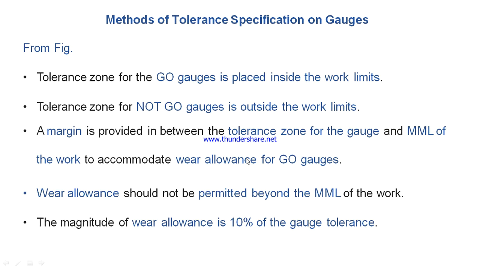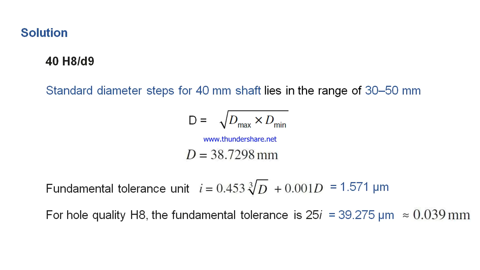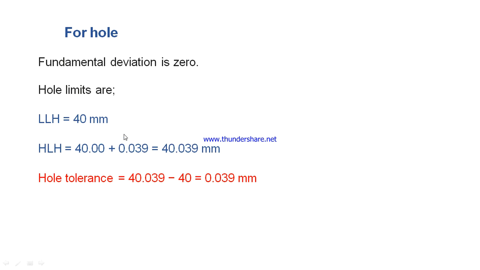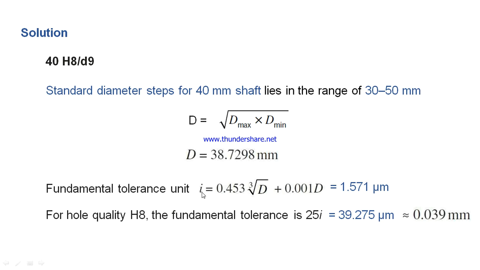So start from the problem. The solution is that the standard diameter step 40 mm lies in the range of 30 to 50 mm. So D is equal to the square root of D max into D min, that is, maximum is 50 and minimum is 30. So D is found out to be 38.729298 mm.